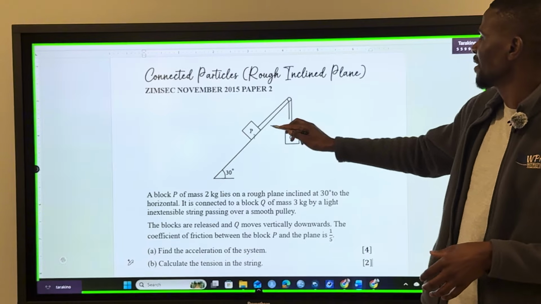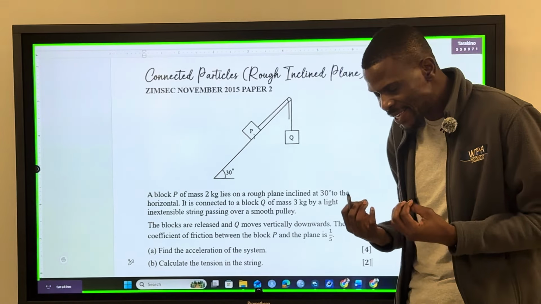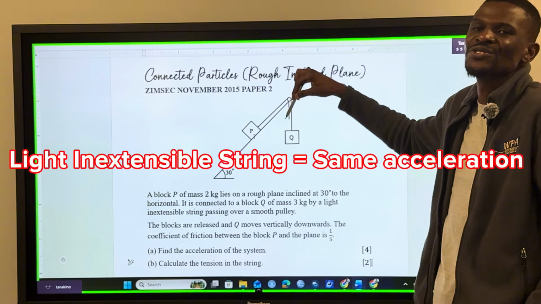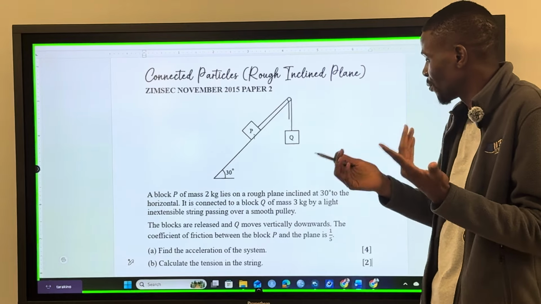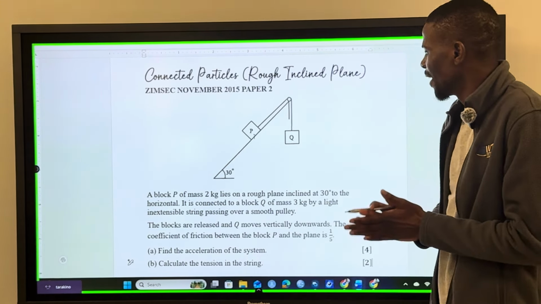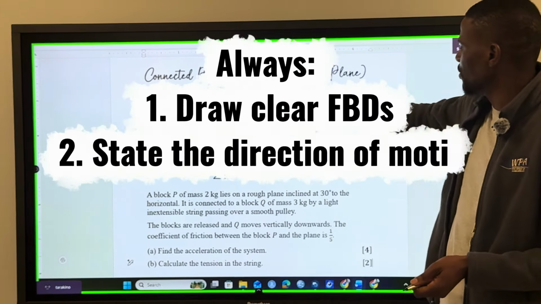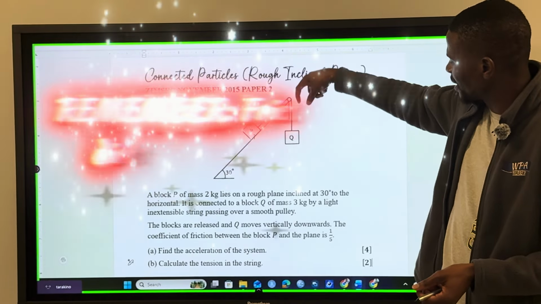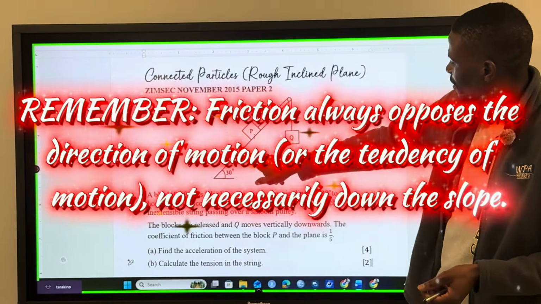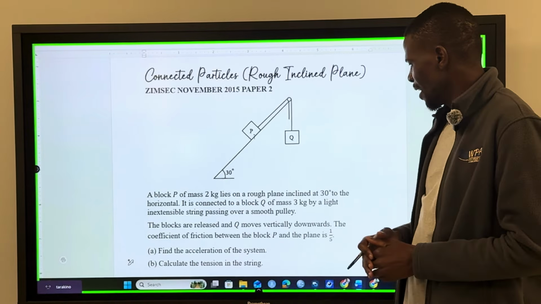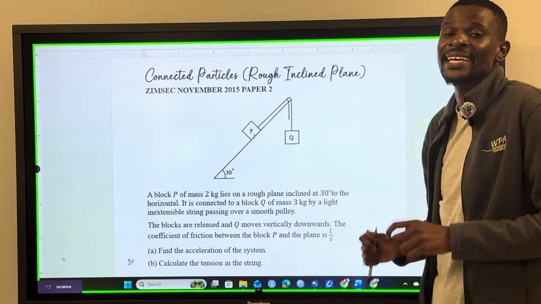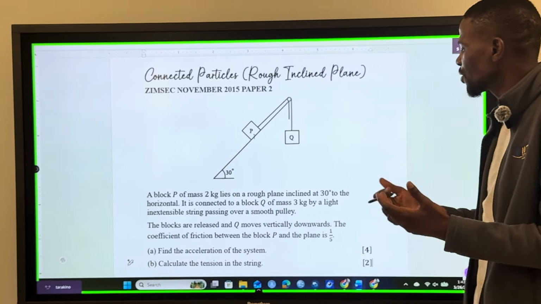So you're going to see that the tension in the string here is the same. Why is it the same? It's because we are told that it's passing over a smooth pulley, so there's no friction on the pulley, hence the tension is equal. And also for motion, as soon as Q is released, it moves down. While this is moving, P begins to move at the same time, and they are moving with the same acceleration. This is because of a light inextensible string, meaning it does not stretch. So guys, let's go ahead and get started.